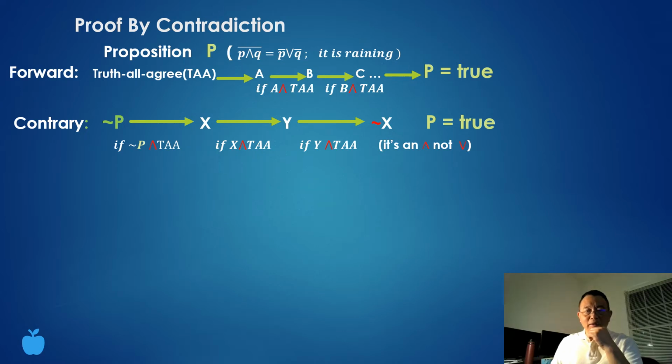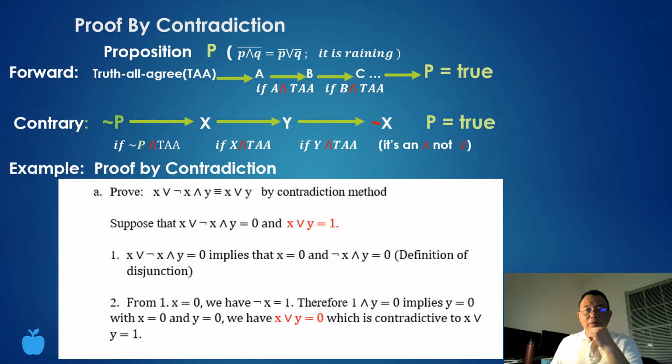Let's look at some examples. This is an example from our textbook on proof by contradiction. You're asked to prove this logic identity. Here, we forgot to include a parenthesis, which means the AND operator has the highest precedence. So this is what is to be proved; therefore, this is our P. Following proof by contradiction, we assume the contrary is true.